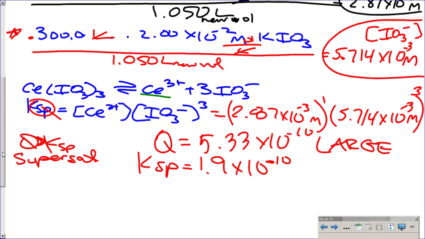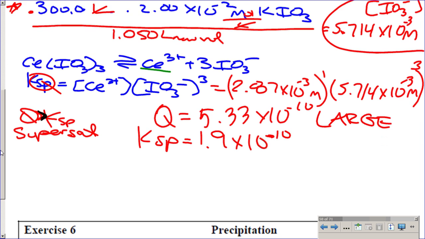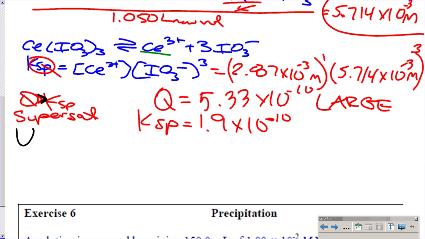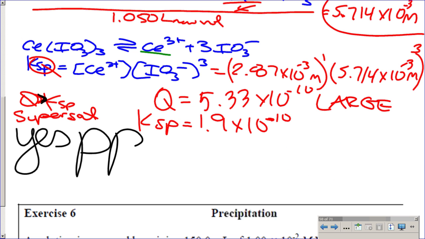Right, precipitate forms. But you have to have all of this evidence for your claim. Because if you say precipitate forms yes or no, you have a 50-50 chance. It's pretty good. But if you don't have any justification for it, you get no credit. Which kind of sucks. But you're good people, and you'll show your work. We answer the question: yes, it will precipitate.